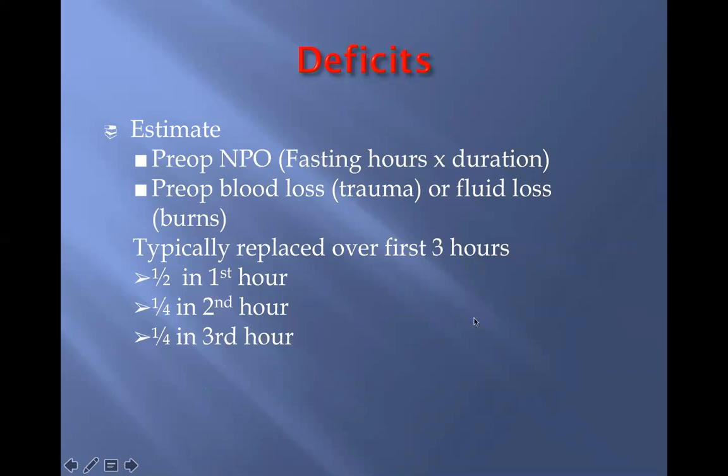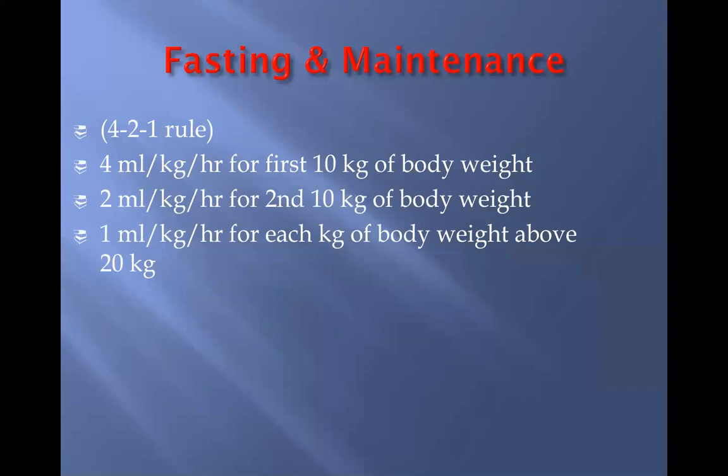Why not within the first hour? Because this is a deficit and we don't want to go into fluid overload, so it is replaced gradually within 3 hours. And regarding the fasting and maintenance hours, they can be replaced by the classic, famous formula of 4-2-1: 4 ml per kg per hour for the first 10 kilos, 2 ml per kg per hour for the second 10 kilos, and 1 ml per kg per hour for each kilogram of body weight above 20 kilograms.